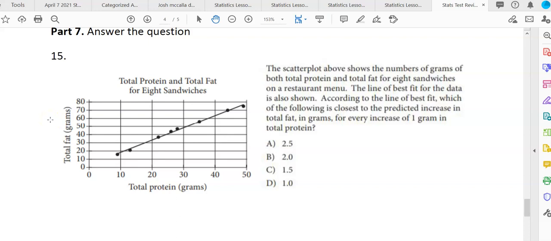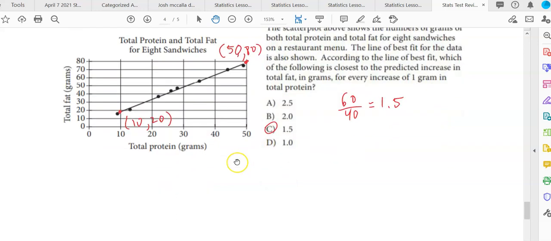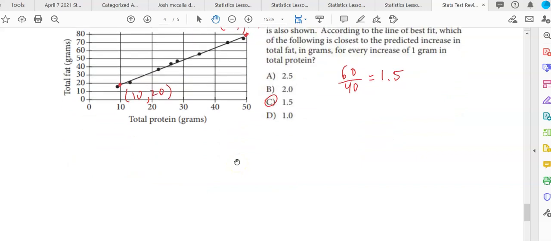According to the line of best fit, which finds the closest predicted increase for every 1 increase in gram of protein, we're looking for the slope of this line, essentially. So it looks like it would cross about there and maybe close to here. That's not perfect, but 50, 80. This would be 10, 20. I like to pick points far away. So it'd be 60 is the change in y divided by 40. About 1.5 is what I got. That's pretty good. So you should pick out some points and find that slope.